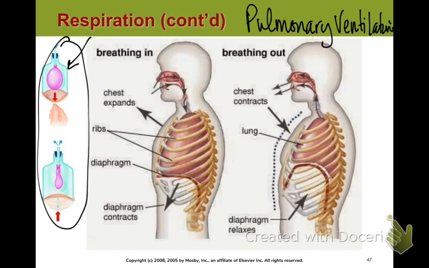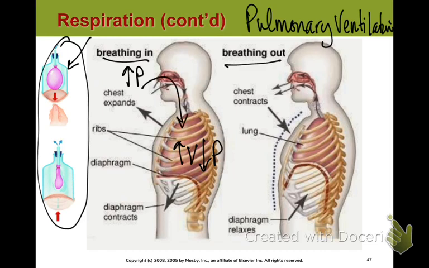So pulmonary ventilation, again, is a change of volume and pressure change. When you breathe in, when you inspire, you are going to be increasing the volume of your chest cavity, which decreases the pressure inside of the chest cavity. And with that decrease in pressure, there's greater pressure outside, and so air rushes in.